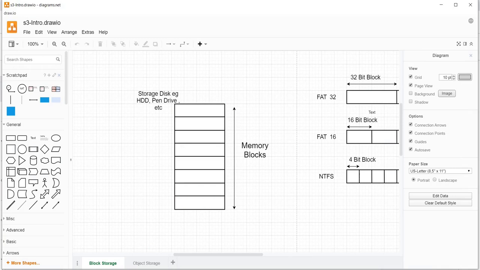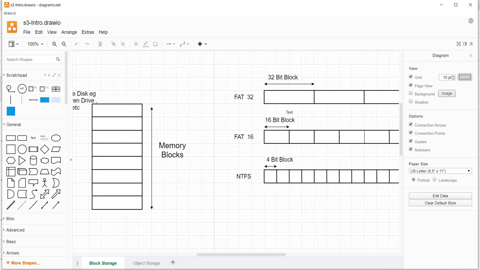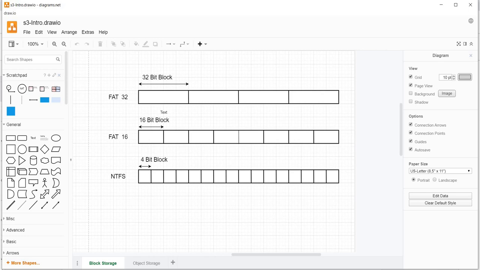We all know that when we talk about block storage, we have our memory, like your hard drives, your pen drive, and we have memory blocks, and in these memory blocks our data is stored. When we talk about these memory blocks or our storage, we say that our storage is in particular formats, either FAT32 format or FAT16 format or NTFS format. So how do these formats affect our block storage? Our memory is divided into certain amounts of blocks.